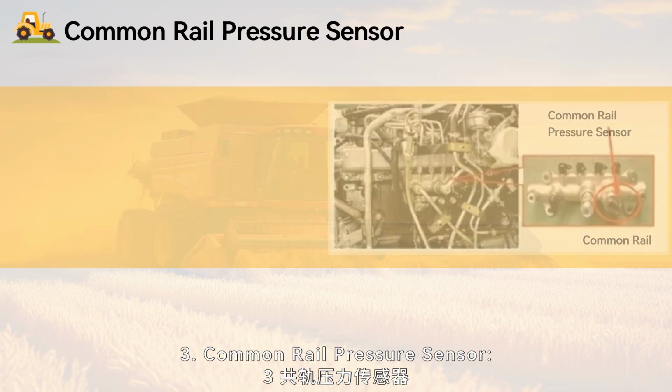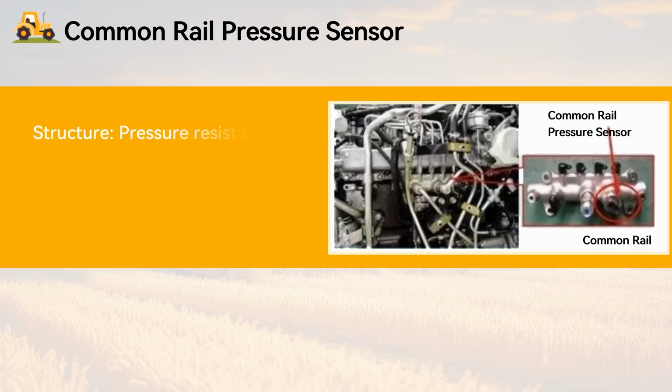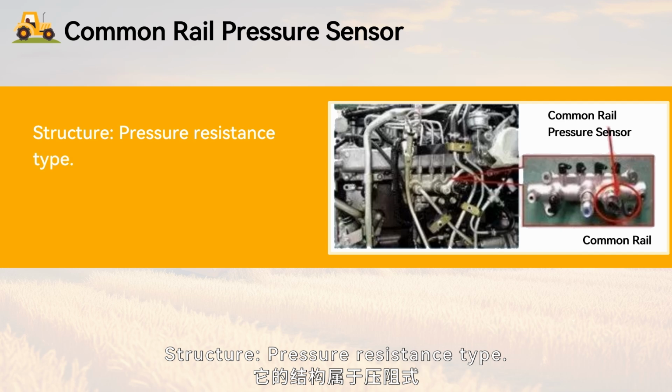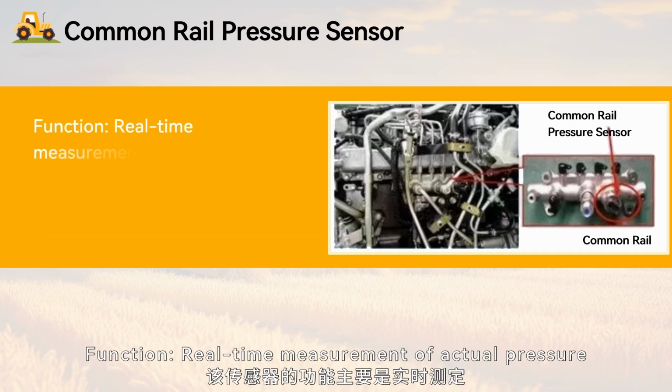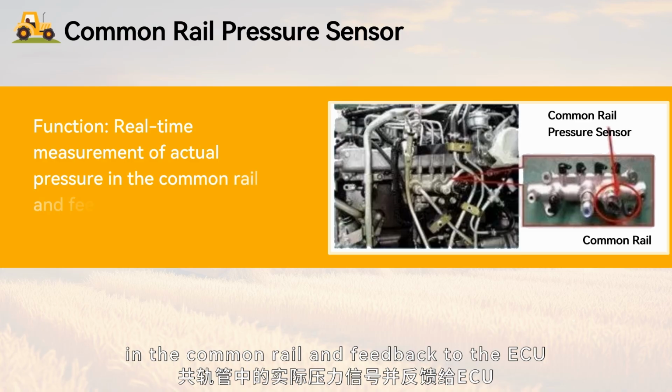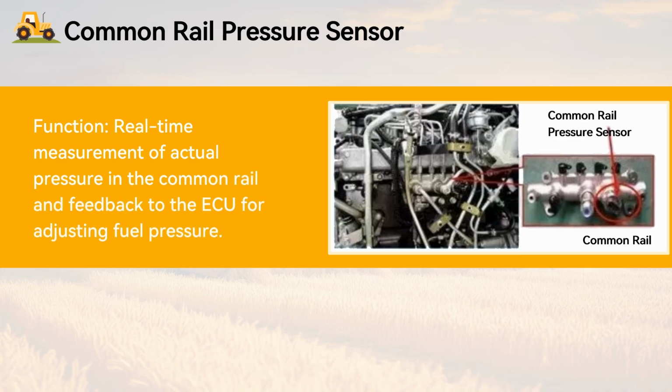3. Common rail pressure sensor. Structure: pressure resistance type. Installation: mounted on the common rail. Function: real-time measurement of actual pressure in the common rail and feedback to the ECU for adjusting fuel pressure.